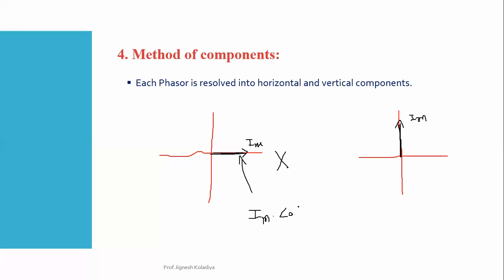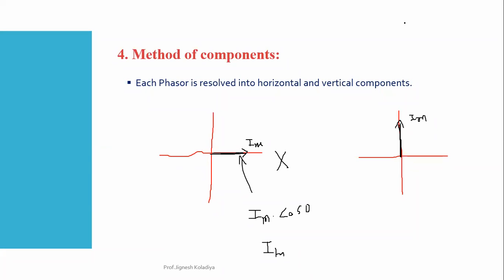Im into cos 0. Cos 0 means what? 1. So x component is what? X component is Im, right? And for the y component you can write Im into sine 0. Sine 0 is 0. So y component in this case will be 0, right?